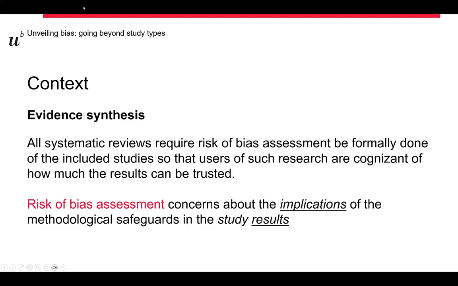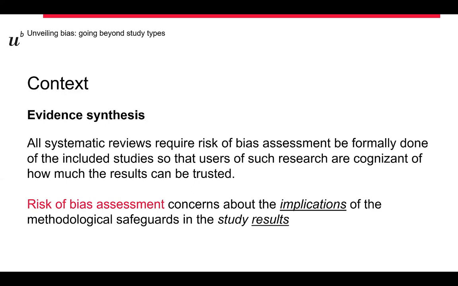To have a little of context, as I mentioned, today we are addressing the risk of bias assessment within the context of evidence synthesis. Within the world of evidence synthesis, it is recognized that systematic reviews require a risk of bias assessment to be formally done and included in the project. To facilitate the users of these systematic reviews, the recognition of the trust that they can put on the results synthesized in these projects. So what is basically risk of bias assessment?